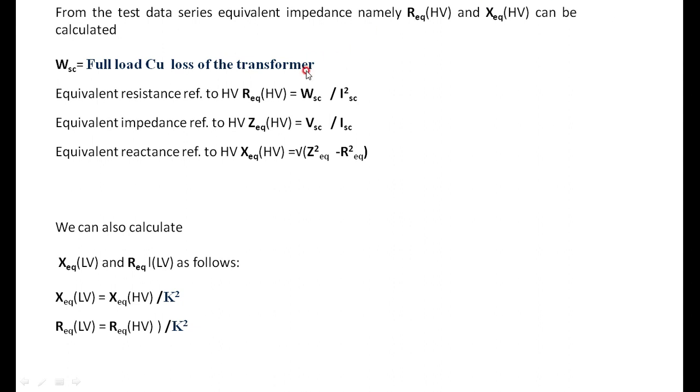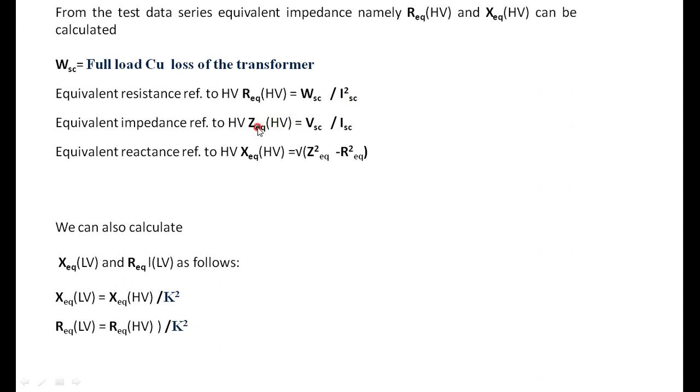Using that formula, R equivalent is equal to the total copper loss divided by ISC square. I am just using W is equal to I square R, therefore R is equal to W by I square. The same formula is used here: WSC by ISC square.